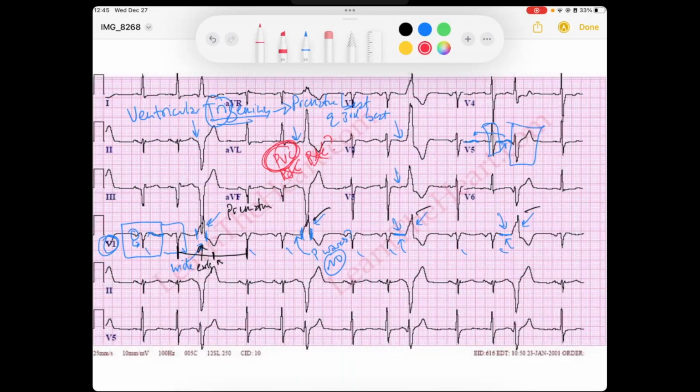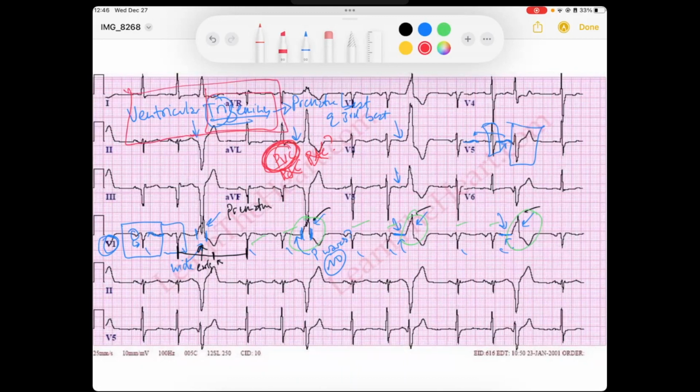Because of that, and because they're occurring every third beat, we have normal, different, normal, different, 1, 2, 3. It's occurring in this trigeminal pattern, and the cause of the trigeminy is premature ventricular contractions. So this is a ventricular trigeminy.